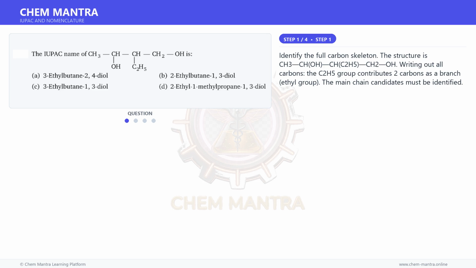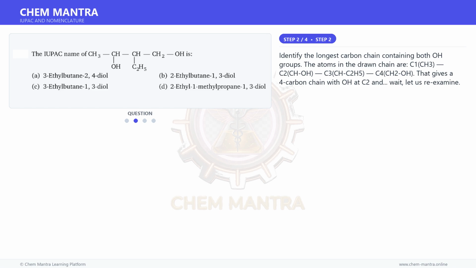The structure is CH3CH(OH)CH(C2H5)CH2OH. Writing out all carbons, the C2H5 group contributes two carbons as a branch, an ethyl group. The main chain candidates must be identified. Moving on to the next step. Identify the longest carbon chain containing both OH groups.